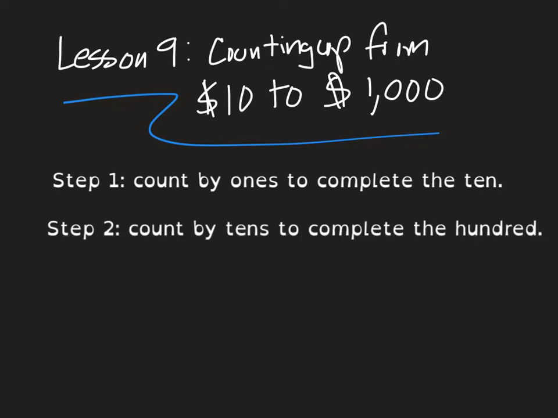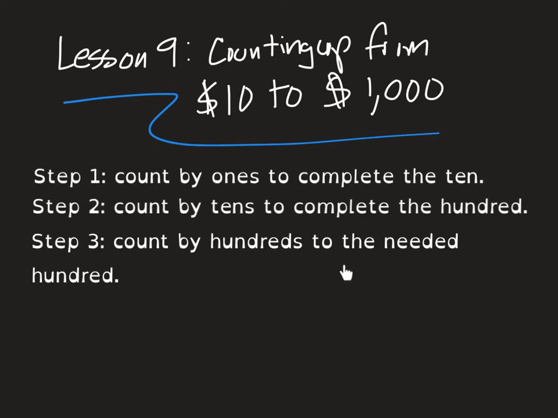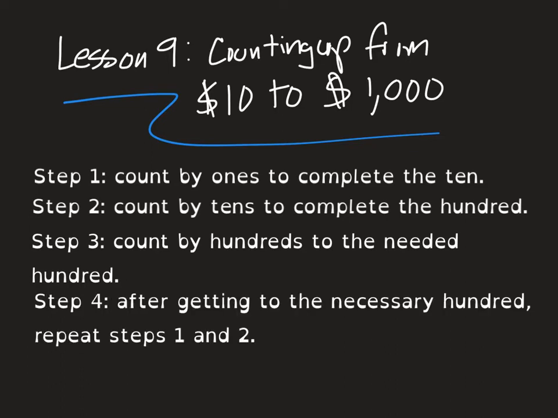Step 2. Count by tens to complete the 100. Once we finish counting up by ones to complete our 10, we can then use tens to count up quicker. Step 3, count by hundreds to the needed 100. What that means is if we're counting up to a number like 536, we will skip count by hundreds to the 500, and then from there we can go on to step 4, which is after getting to the necessary 100, repeat steps 1 and 2.